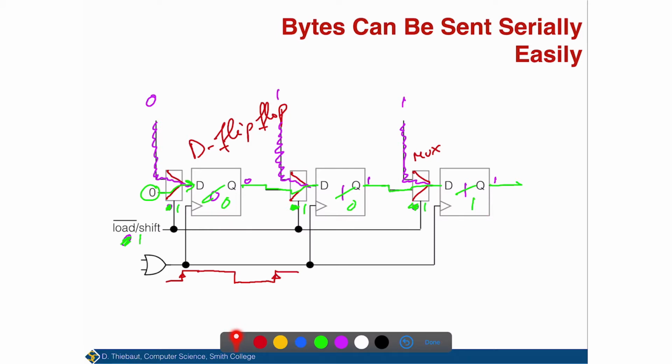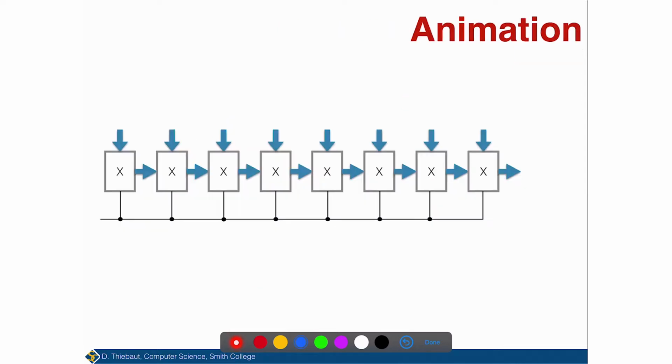So what we see is that we loaded this into the flip-flop. And then by changing this to 1, we allow the contents of the flip-flops to shift into each other. And so we had 0, 1, 1, then it becomes 0, 0, 1. So I have a quick animation to show how that's going to work.